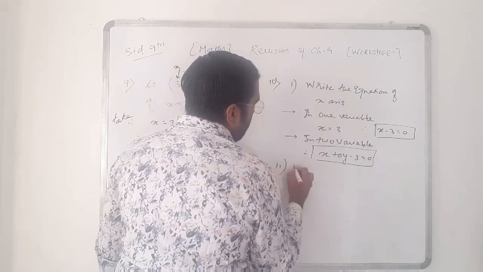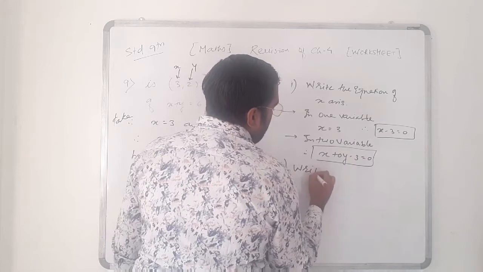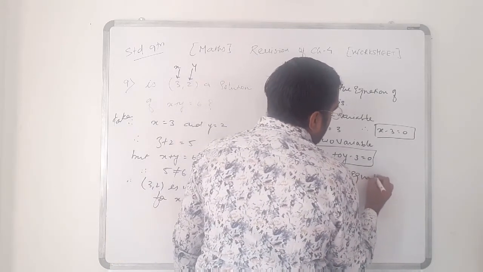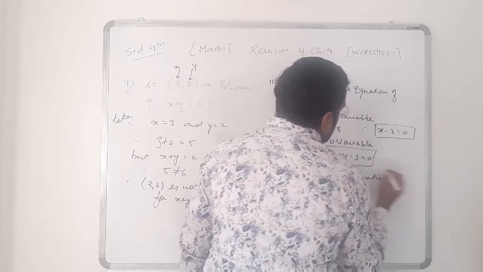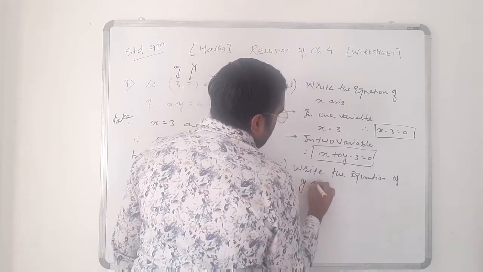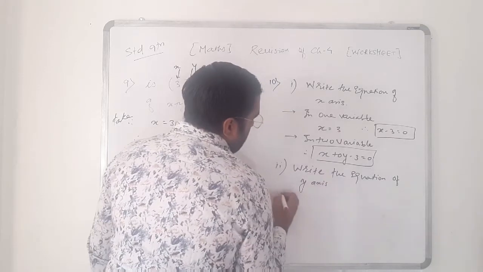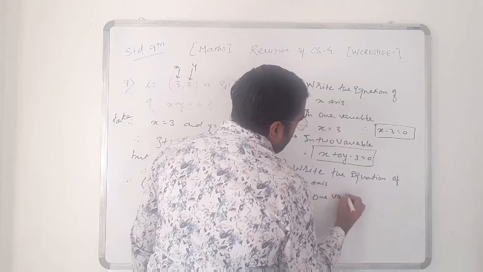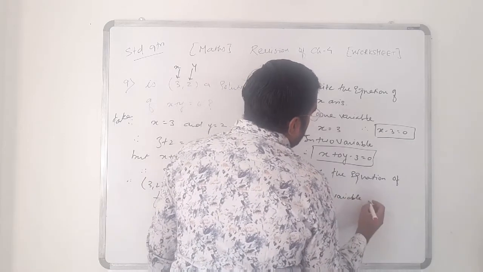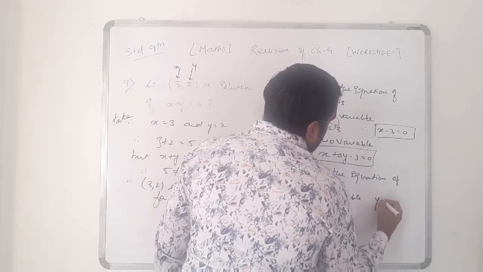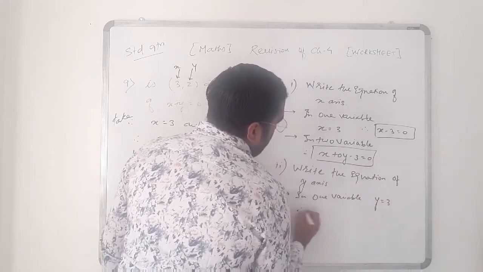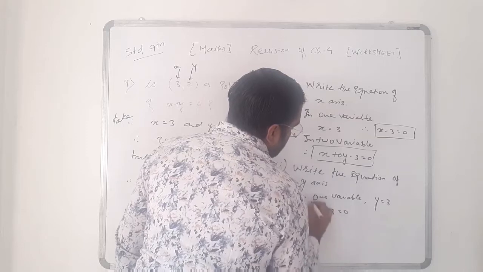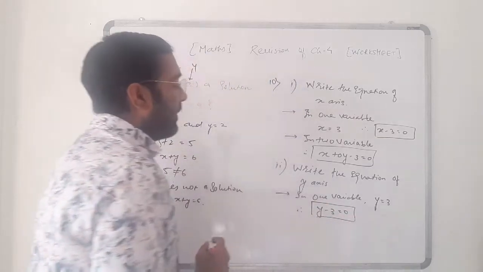Second one, the question is: write the equation of y axis. So the y axis in one variable is y equal to 3, so therefore y minus 3 equal to 0. This is my linear equation in one variable.